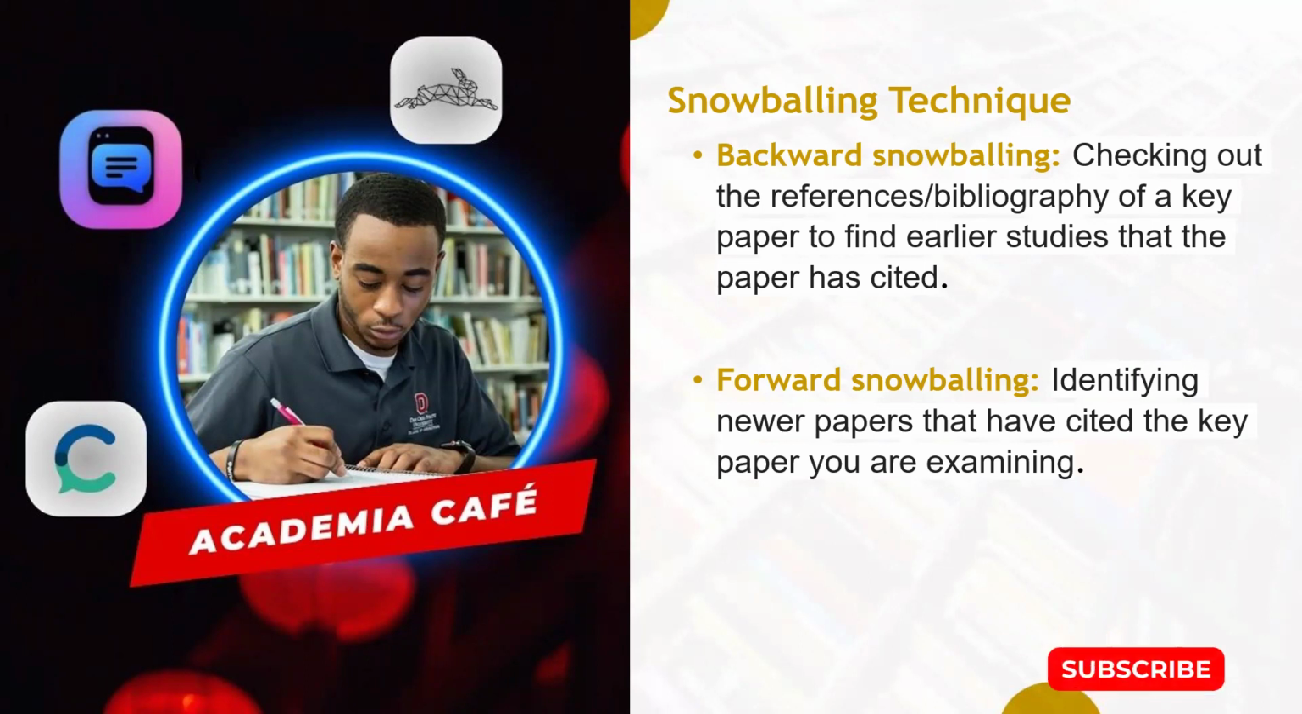To find key sources, start with review articles. They summarize the latest research and often highlight influential works. From there, use backward snowballing by checking the references section to find earlier studies. For forward snowballing, use tools like Google Scholar, Research Rabbit, and Consensus to see which newer papers have cited your key articles. This method helps you understand the evolution of research on your topic.